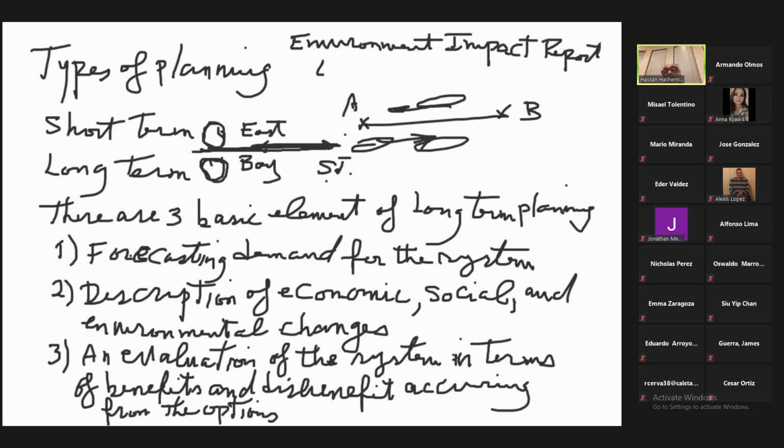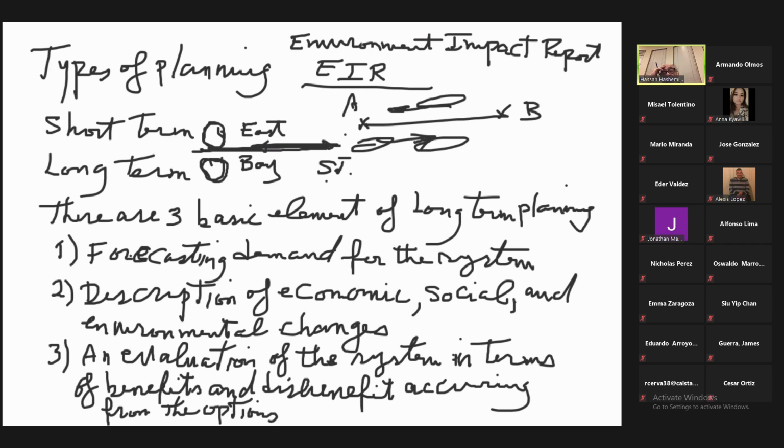And this is called EIR. If you do any project, you will see that there are a lot of EIR. For every project, we have to do an EIR, environmental impact report. What does that do? Well, it gives us all the environmental impact, social impact, and economic impact of that transportation system in that neighborhood. It gives us all the benefit and disbenefit of the system.